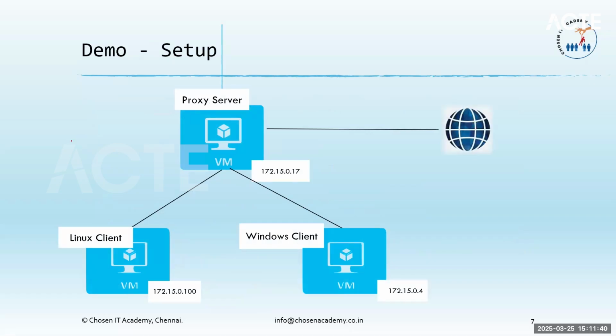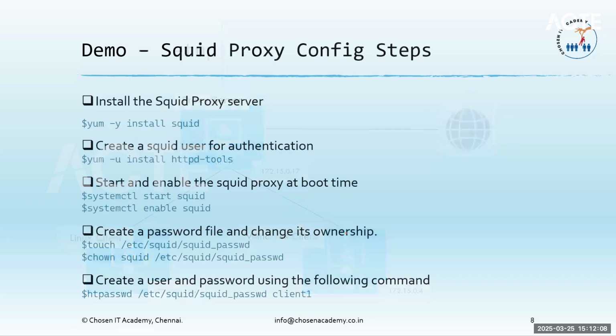Okay, so this is the demo setup that I'm going to show. Proxy server running in 172.15.0.17, which is connected to the internet website. This is the internet, and there's a proxy, and there's a Linux client and a Windows client. Linux client running in 200, and Windows client running in 4. So this is what it is. Let's jump into the steps.